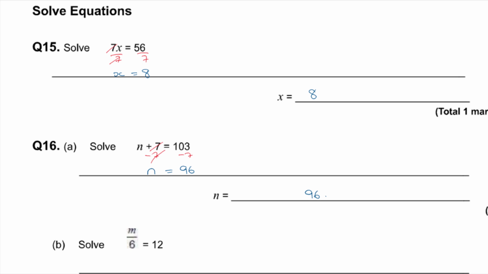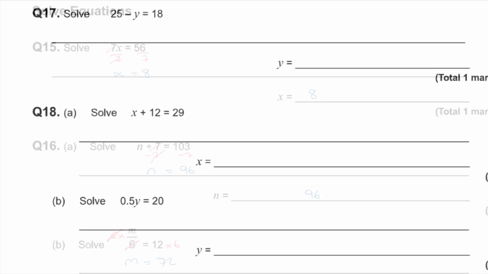And B, solve m divided by 6 is equal to 12. So I had the value of m, I divided it by 6, and I got 12. So to get back to m, I need to do the opposite of dividing by 6, and that is multiplying by 6. So as long as I multiply both sides by 6, it should stay balanced. But that 6 will cancel with that 6, and it will leave me with m on the left, and 12 times 6, what's that then? Well, 5 12s are 60, so 6 12s is going to be 72. M is 72.